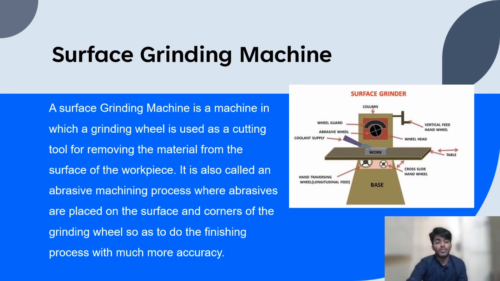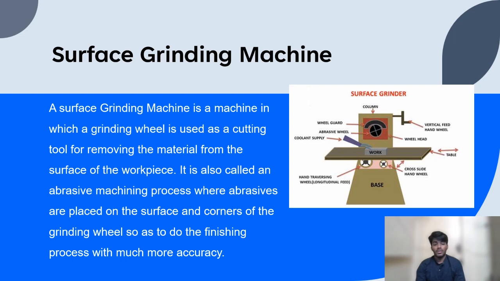Now let's come to the table. We can see that this table is fitted on the saddle, which has T slots for clamping purposes. The table can be moved by hand traversing by the wheel.